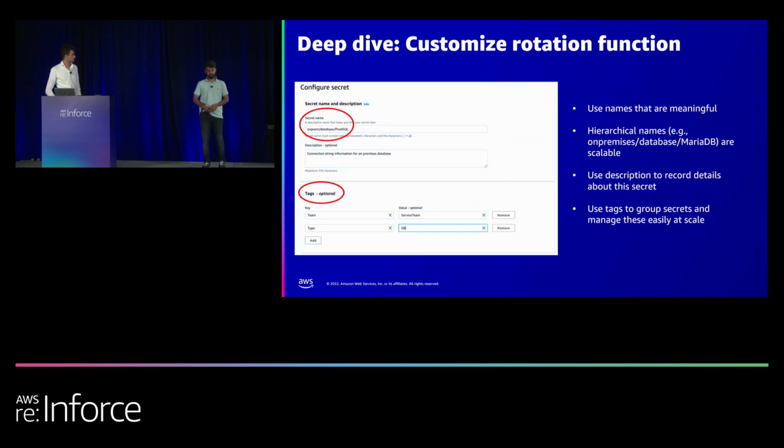The next step is to just configure your secret: secret name, description, tags. We've seen people use hierarchical names and tags, especially to manage a large number of secrets. If you have a large number of accounts and a large number of secrets, how do you keep track of them? How do you manage them? We've seen customers mostly use hierarchical names and tags to do that.